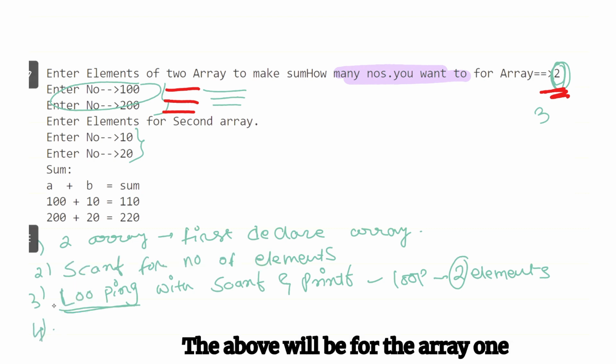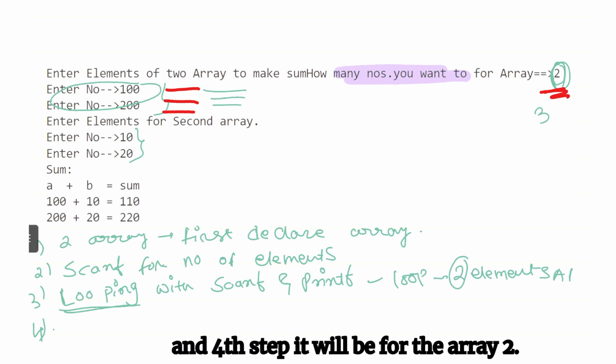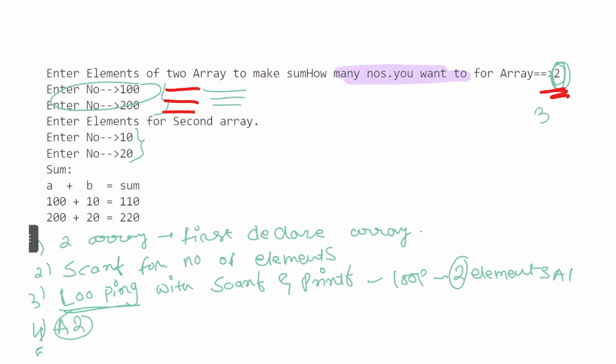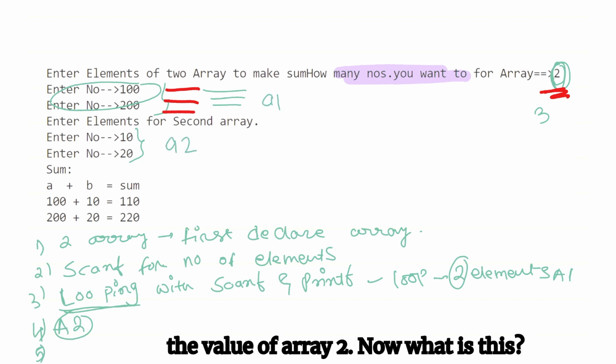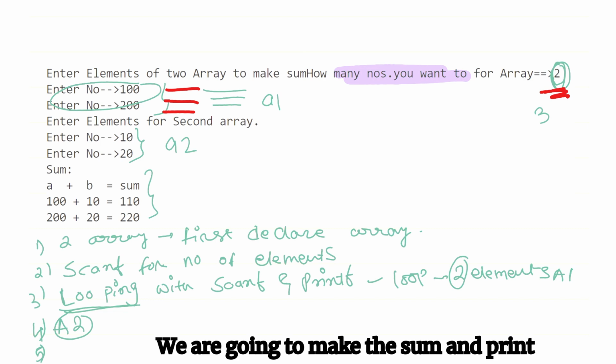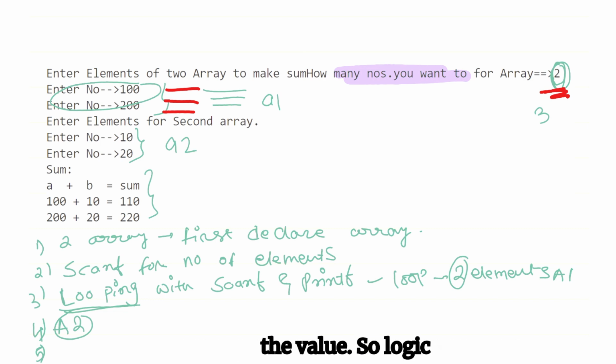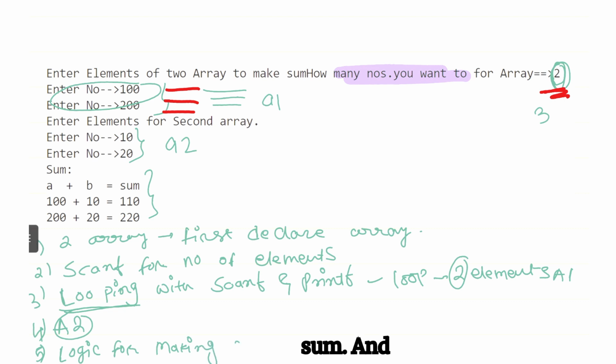The above will be for array 1 and the fourth step will be for array 2. So we get the values of array 1, we get the values of array 2. Now we are going to make the sum and print the value. So, the logic for making the sum and displaying it on the console.